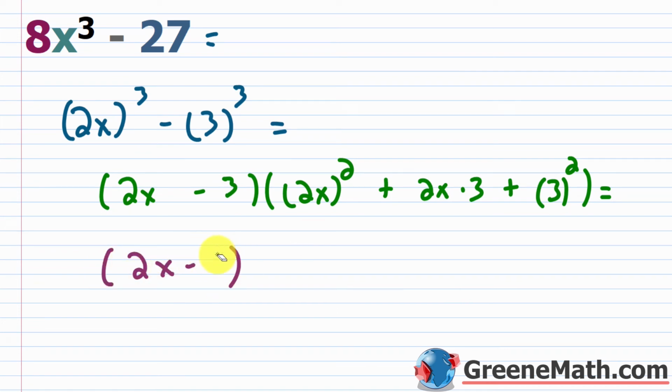In the second part, what can I do? Well, 2 squared is going to be 4. x being squared is just x squared. Then plus 2 times 3 is 6, then times x, so this is 6x. And then plus 3 squared is 9. So this 8x cubed minus 27 is going to factor into the quantity 2x minus 3 times the quantity 4x squared plus 6x plus 9.